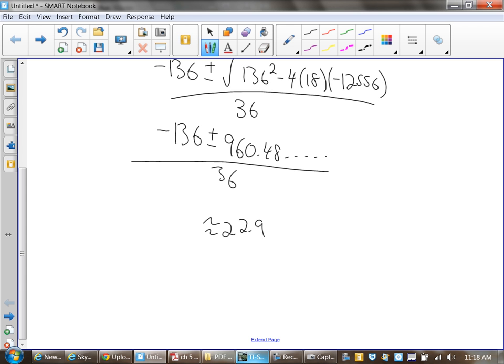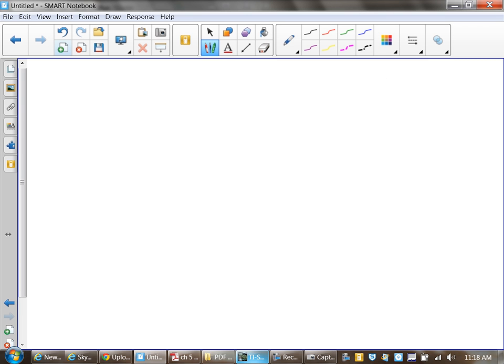Three. If an object is dropped from a height of 75 feet, the function is that. How long does it take to reach the ground? In other words, when does d equal 0? So here's what happens. All you have to do here is solve for t.